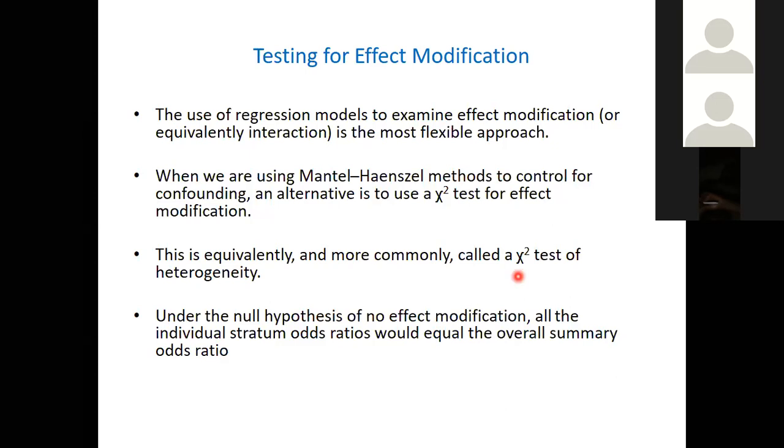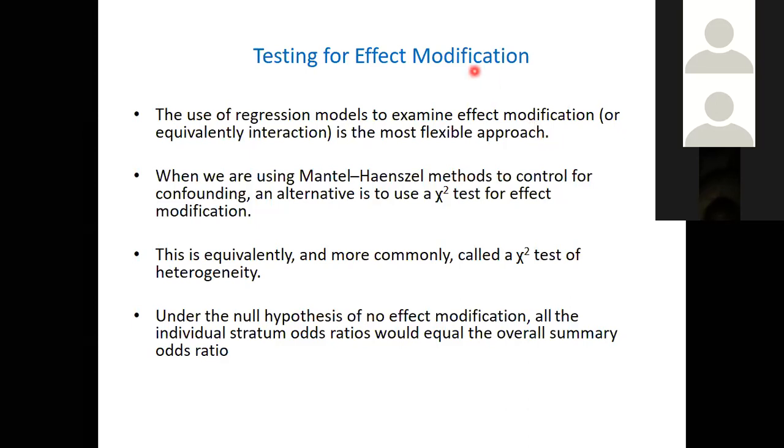So, the test for effect modification now. The use of a regression model to examine effect modification or interaction is the most flexible approach. I've already said before that very soon you will just hear of stratified analysis, but you will only see it in the literature. Maybe it was popular before. It's not as popular as regression, because regression will do better.